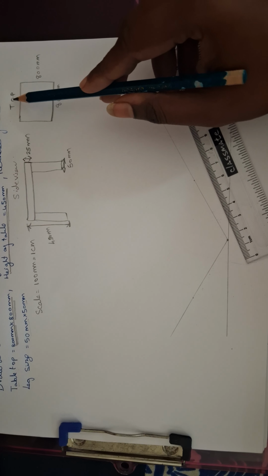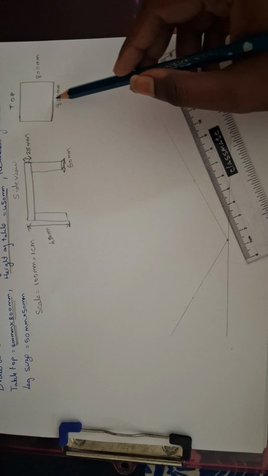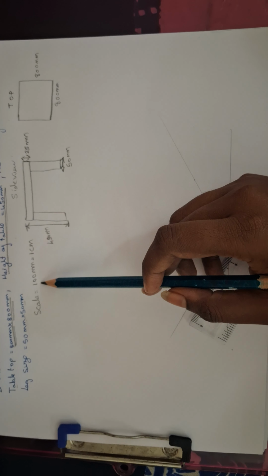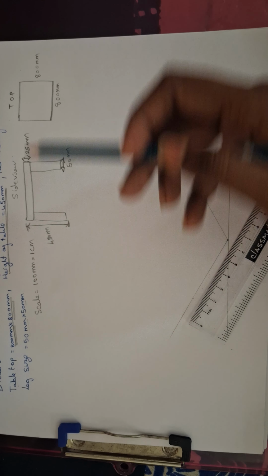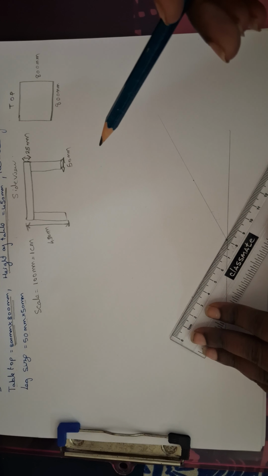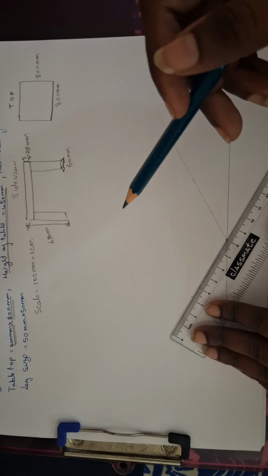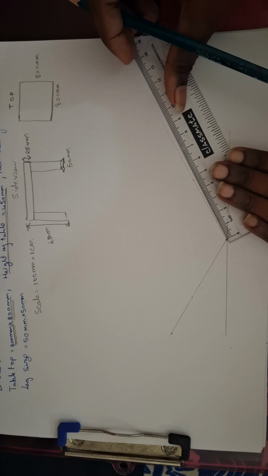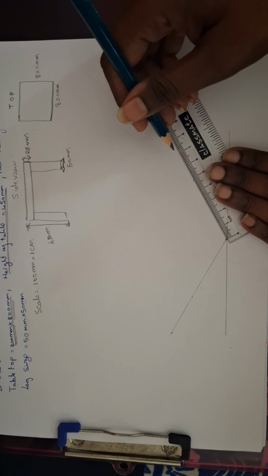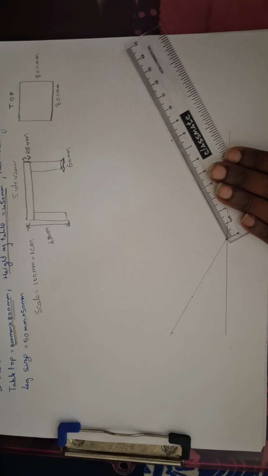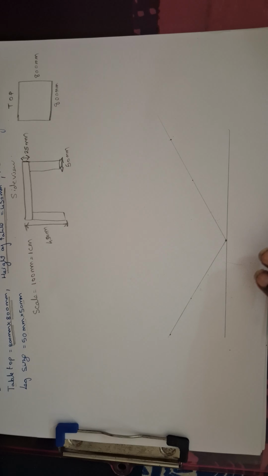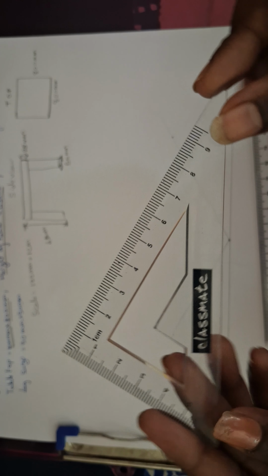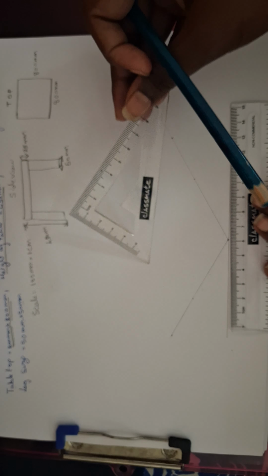Now I am going to draw the top view of the table, which is 800 mm by 800 mm. As we have considered 100 mm is equal to 1 centimeter, I am just going to mark 8 centimeter and 8 centimeter on either side, and using the set square I am going to draw a parallel line.